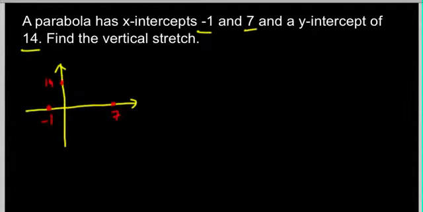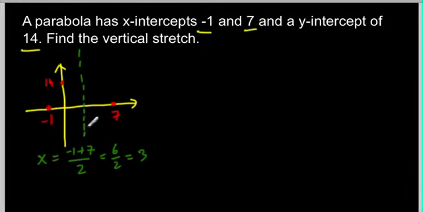We know that our axis of symmetry is going to be halfway between -1 and 7. So to find the axis of symmetry, it's -1 plus 7 divided by 2. Remember, it's halfway, p plus q divided by 2. So it's 6 divided by 2, which is equal to 3. So our axis of symmetry is x equals 3.